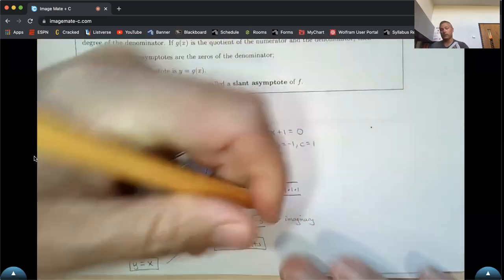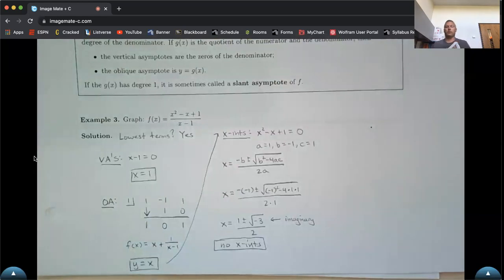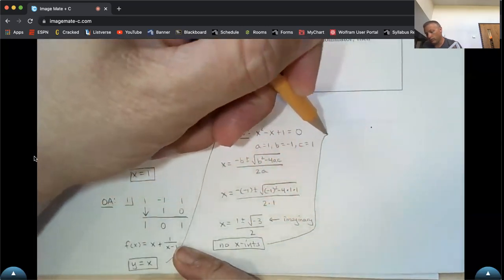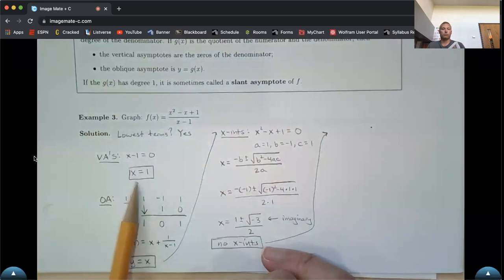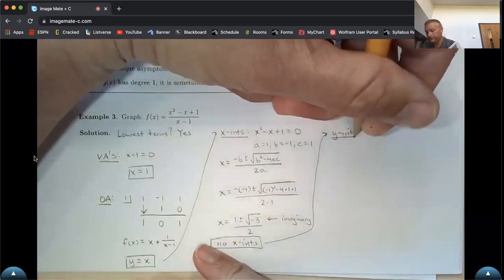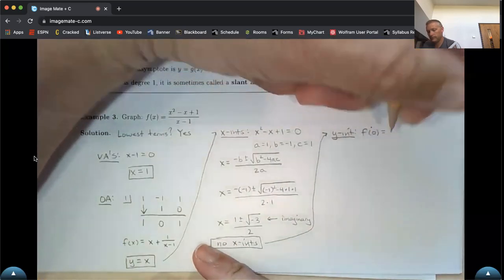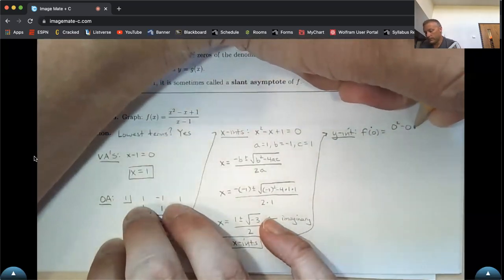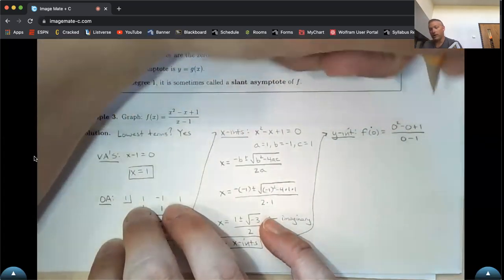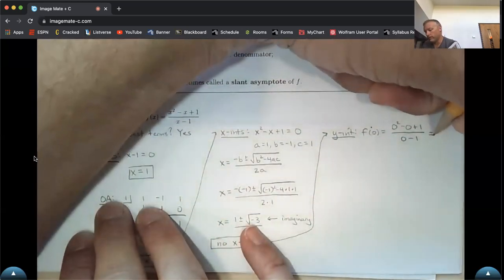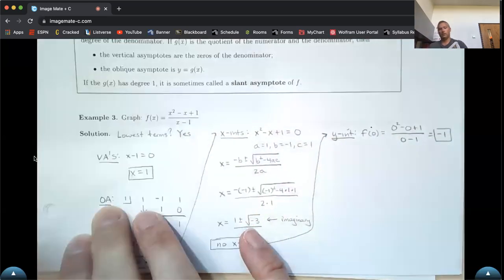There doesn't have to be a y-intercept. If 0 is not in the domain, then there won't be a y-intercept. So let's check. Is there a y-intercept? And there will be. The only bad number here is x equals 1, so we should be able to plug in x equals 0. So f of 0, we have 0 squared minus 0 plus 1 over 0 minus 1, giving us a y-intercept of 1 over negative 1, which is negative 1.